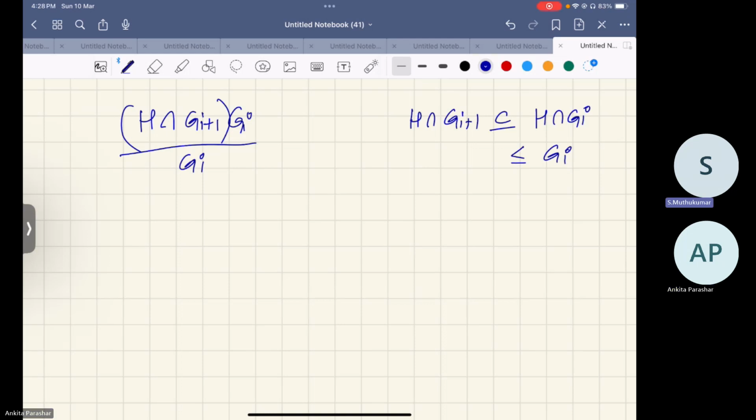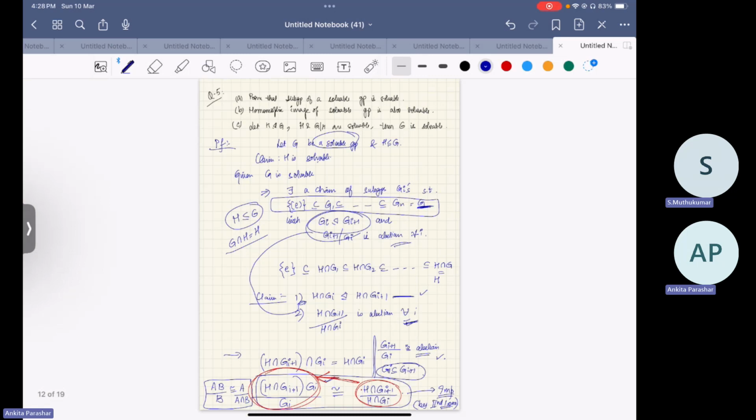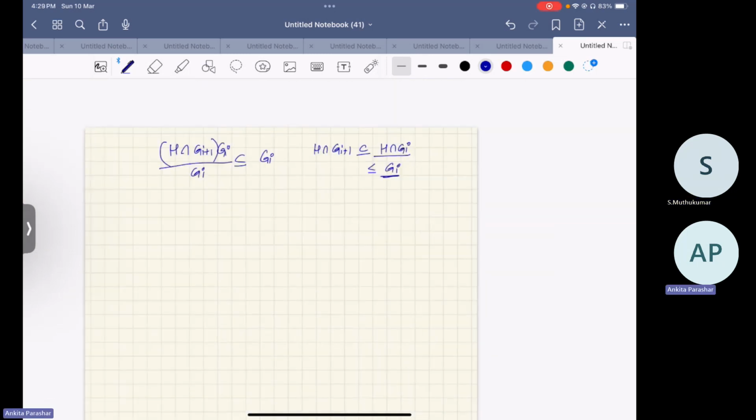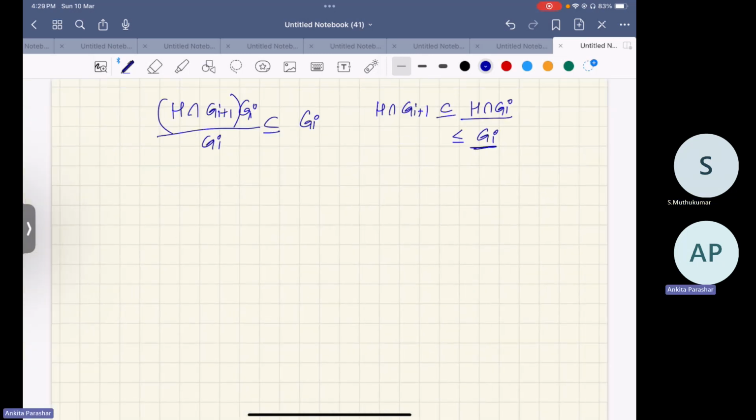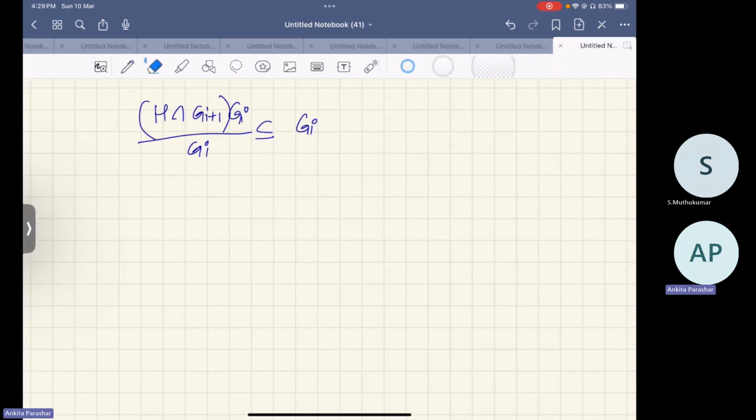Contained in Gi. Intersection of 2 is always contained in the bigger, yes, right? So therefore, can I say this whole thing is contained in Gi? How can you say that H intersection Gi plus 1 is contained in H intersection Gi? Okay, I think I minus 1 is there. Or sorry, I think this is not the case that we are trying to say. I'm sorry. So H intersection Gi plus 1 is contained in Gi plus 1. This you agree? Yes.